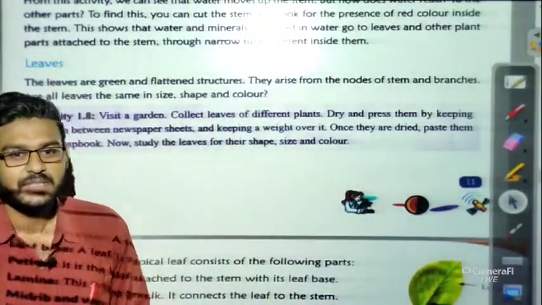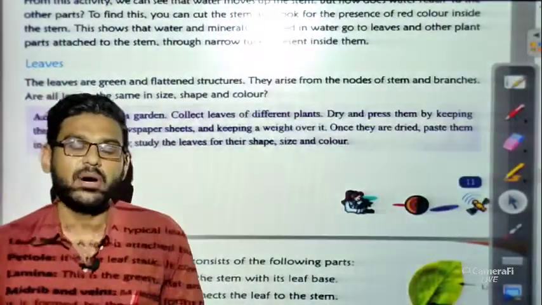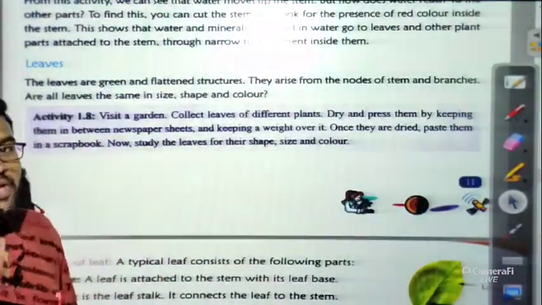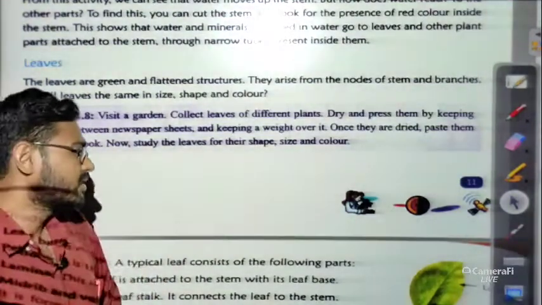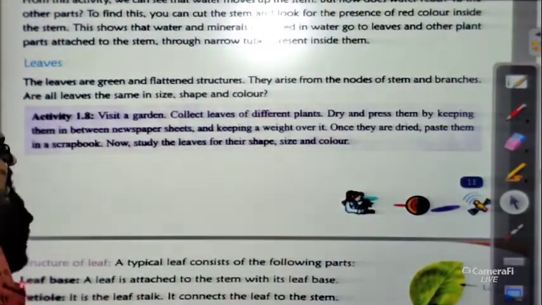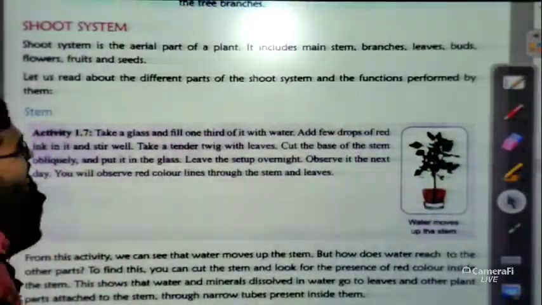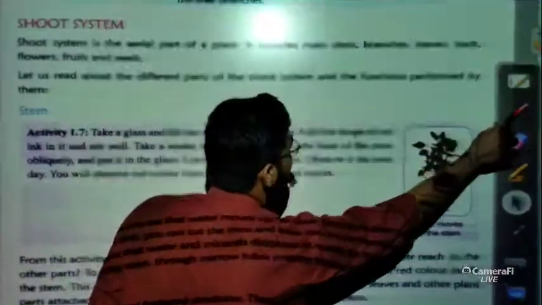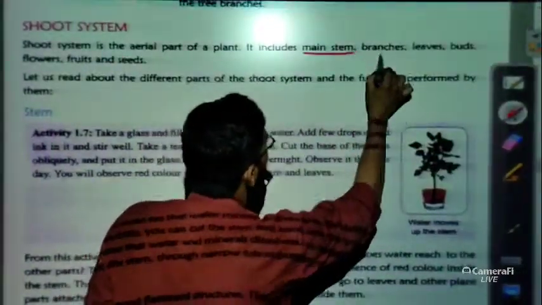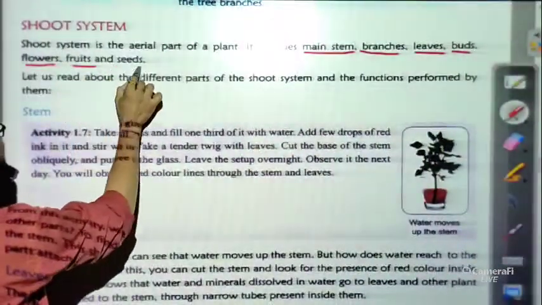Hello students. In our previous video lecture we discussed the shoot system. We have already told you that the shoot system contains several parts. It contains the main stem, branches, leaves, buds, flowers, fruit and seeds.